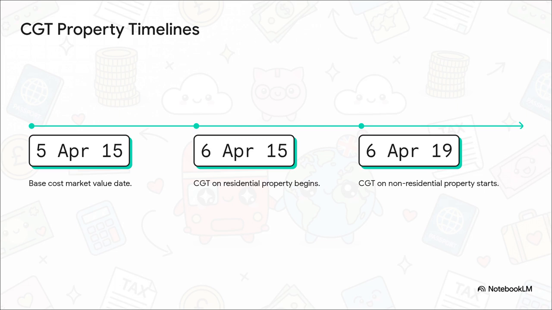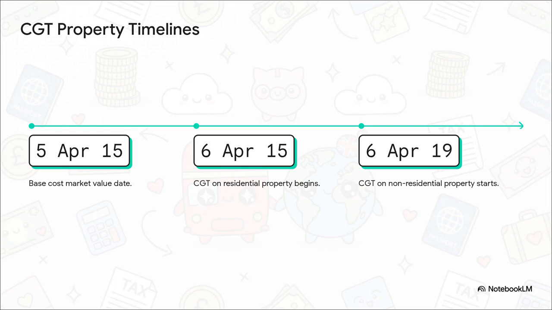On the 6th of April 2015, the UK started charging non-residents CGT on UK residential property. Therefore, the base cost is usually reset to the market value on the day before, which is the 5th of April 2015. Later on the 6th of April 2019, this net was widened to include UK non-residential property and property-rich assets. And remember, if market value isn't favorable, a time apportionment election is a perfectly valid alternative you should consider in your calculations.